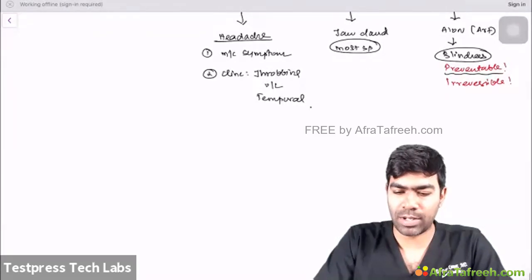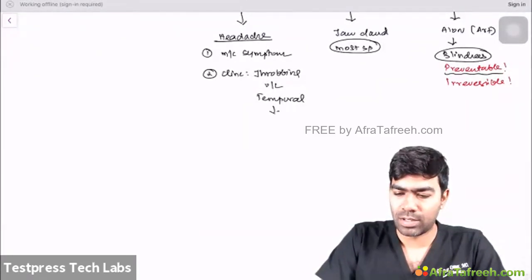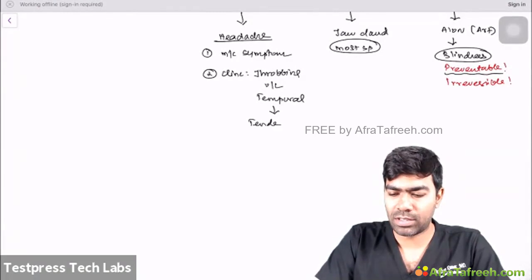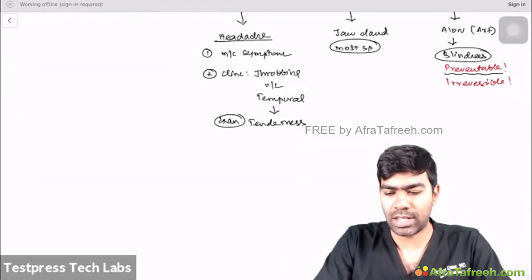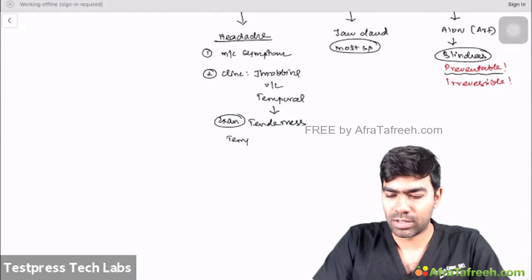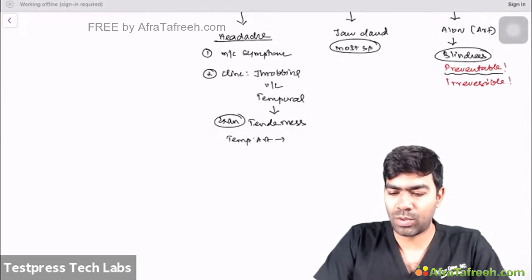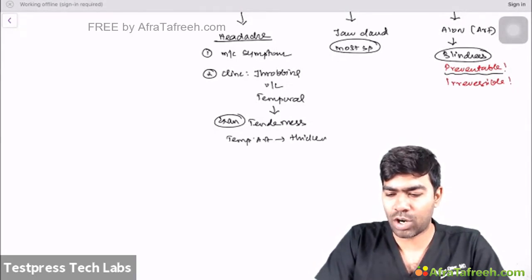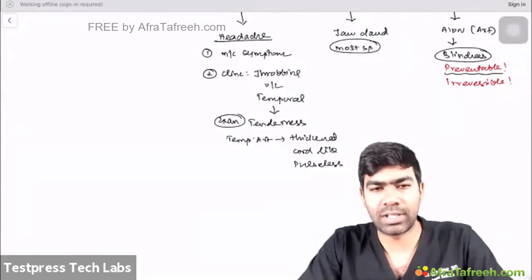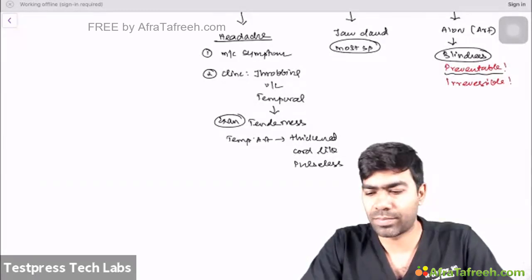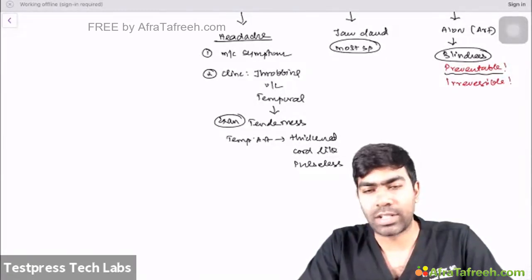So when you examine these patients, they will be having tenderness in the temporal area, and the temporal artery will look thickened and cord-like, and it will most often be pulseless. You have a thickened, tender, cord-like and pulseless temporal artery. That is very classical of giant cell arteritis.